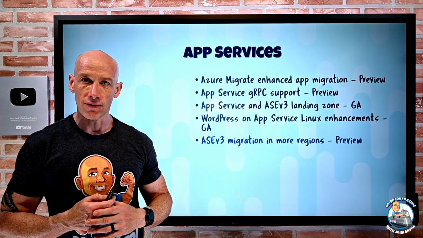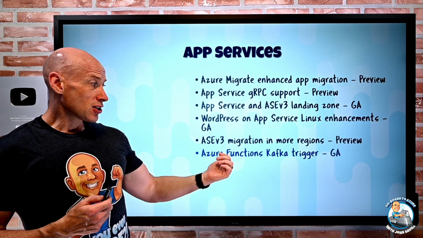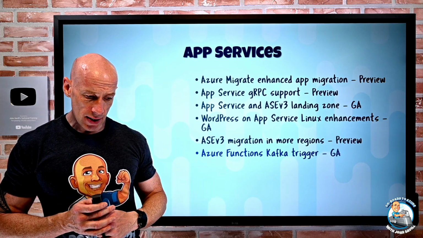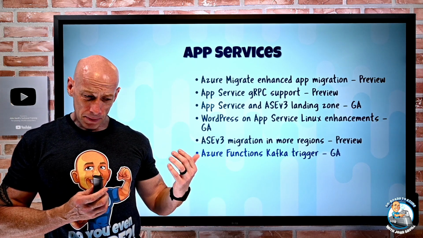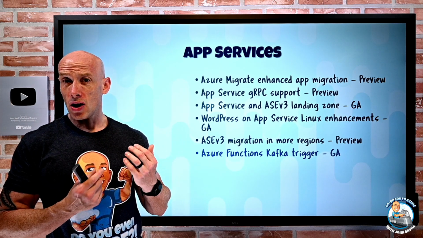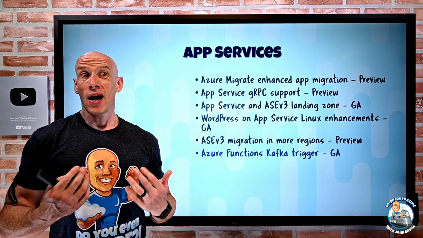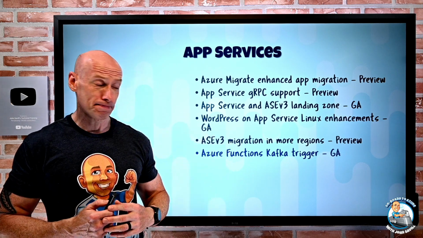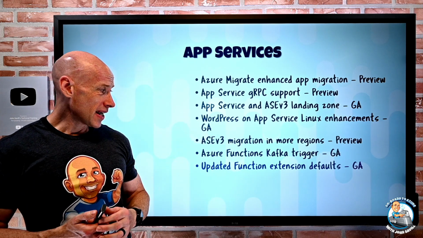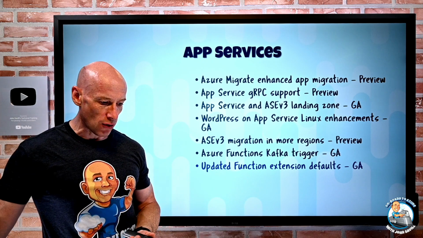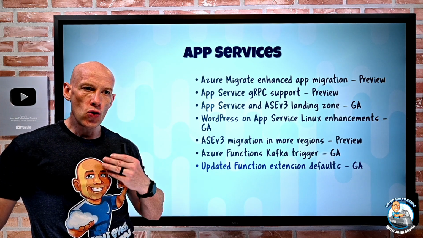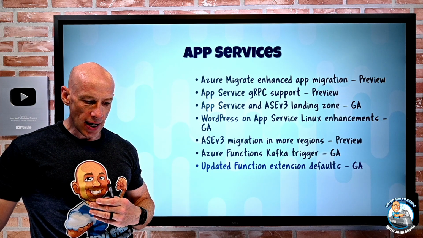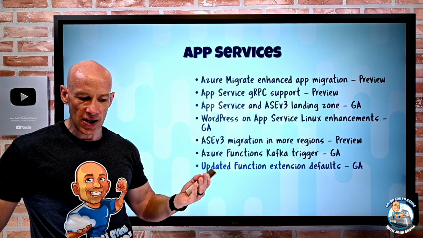Azure Functions now has Kafka triggers. It's part of the premium plan, but now based on a Kafka message, I can trigger an Azure function, and likewise, I can have an output binding to Kafka. There's updated Functions extension defaults. So if I create a new Azure Functions project, it's going to default to the latest v3 versions.